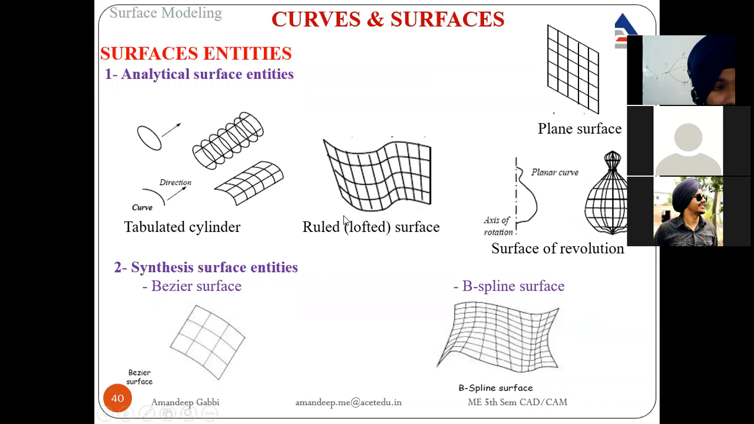Some of the analytical surfaces that are generated: this is the ruled surface, this is the plane or rectangular surface, the tabulated surface, and this is a solid of revolution. We generate this surface and then rotate it to form this particular surface. Then the Bezier surface and the B-spline surface. So this is all about curves and surfaces.